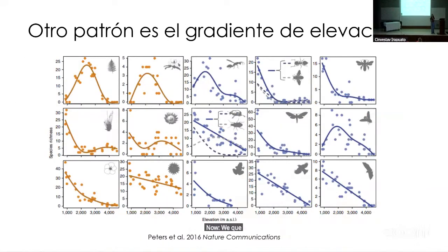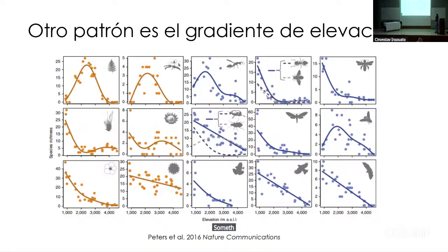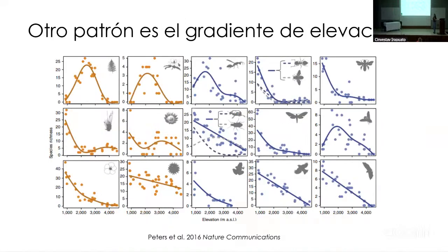Now, we can also see a biodiversity pattern with elevation, right? And so here we have in the x-axis the elevation in meters above the sea level, and here we have the species richness. And you can see here in these silhouettes the type of organism that they are measuring. Now, what we can see here is that some lineages have very low diversity, right? Very near the coasts, but higher diversity in the middle of an elevation gradient. And so this happens with ferns, for example. So there are more species of ferns at middle elevations. But in general, what I want to show you here is that there are also patterns in elevation. There are patterns in latitude. So these global patterns that I show you, okay? So these are general biodiversity patterns.